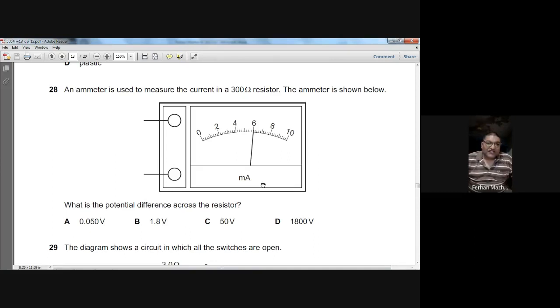6 x 10^-3 ampere. We know the resistance. His question is, what is the potential difference? The potential difference, the formula is V equals to IR. Ohm's law. V equals to IR. We know the value of the I, we know the value of the R. Just multiply them, you will get the potential difference.